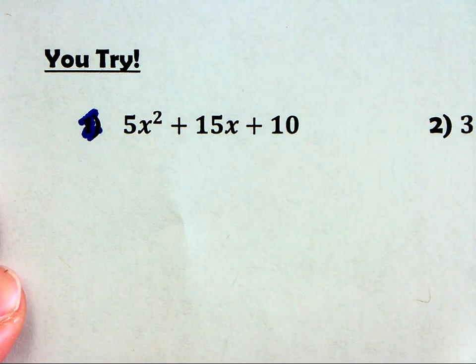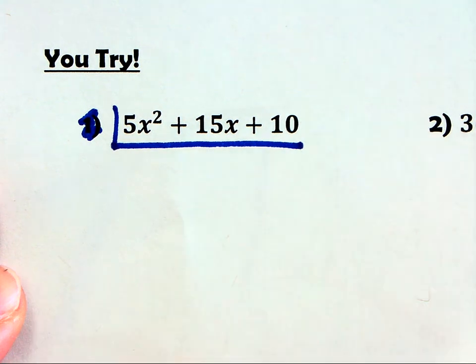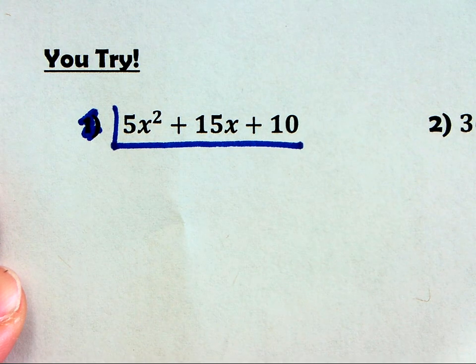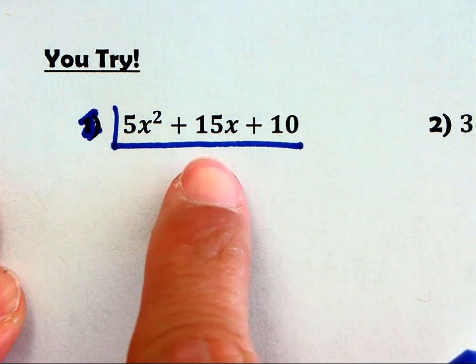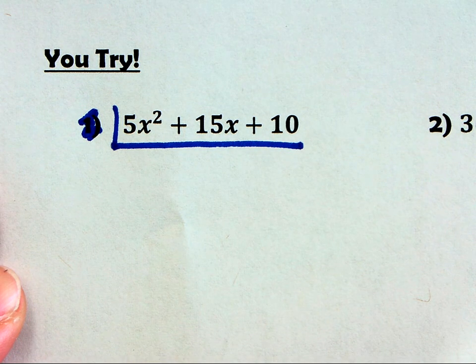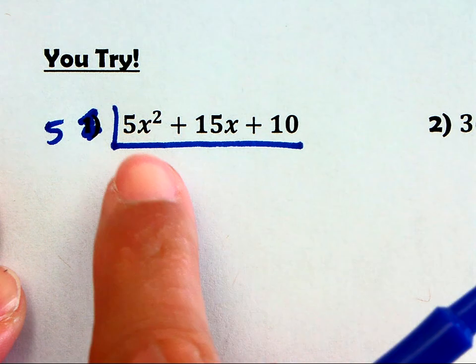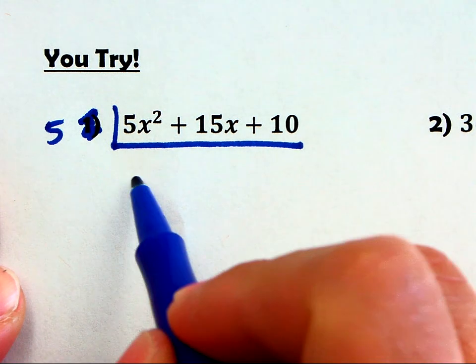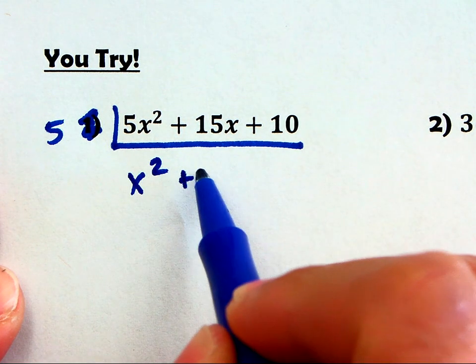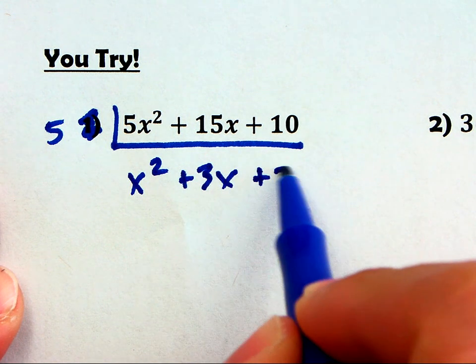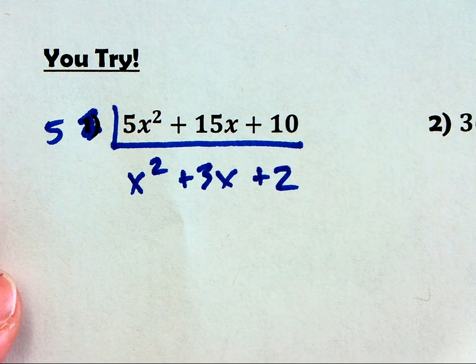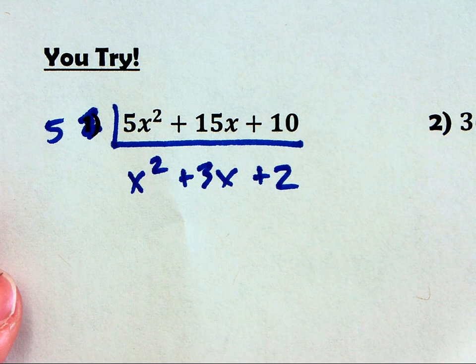Okay. So let's go over the solution to the first you try problem. Remember, we're going to set it up like long division. Focus on the coefficients, 5, 15, 10. Those are all multiples of 5, which means they're all divisible by 5. And then we divide each term by 5. So we'll have an x squared there, we'll have a 3x there, and we'll have a 2 there. Okay, and that's as far as we want to go, right?